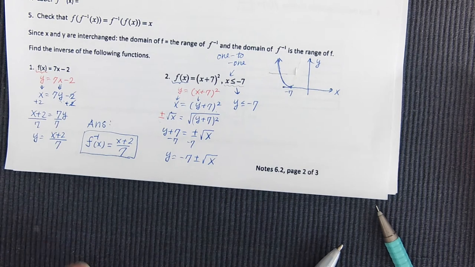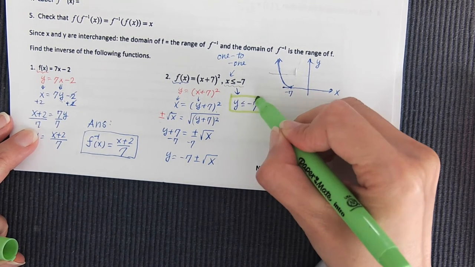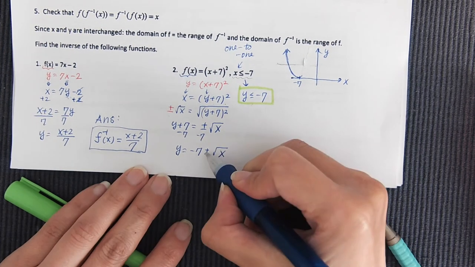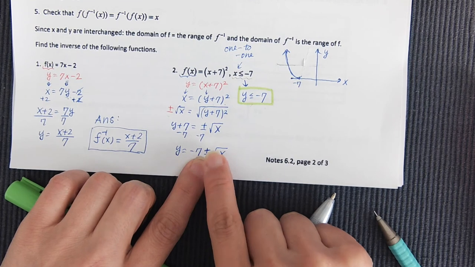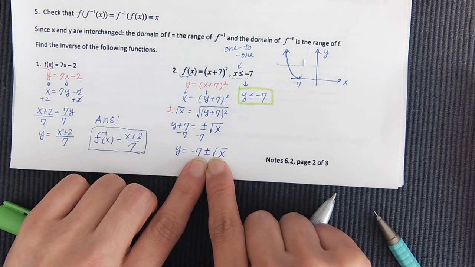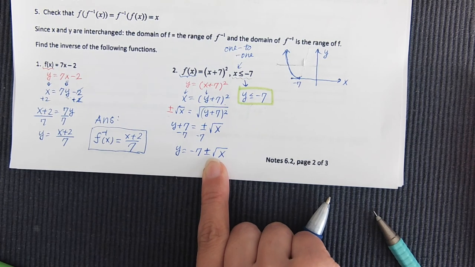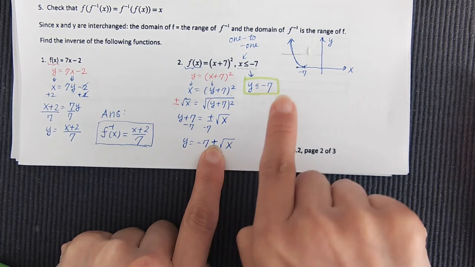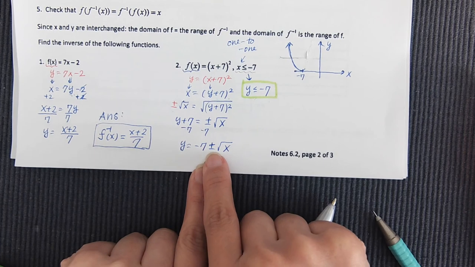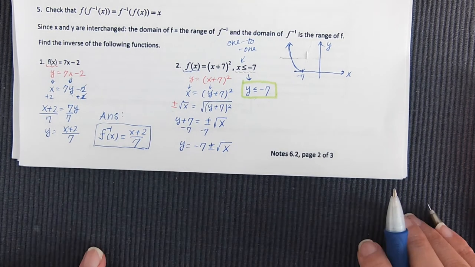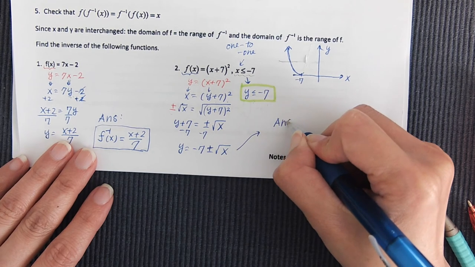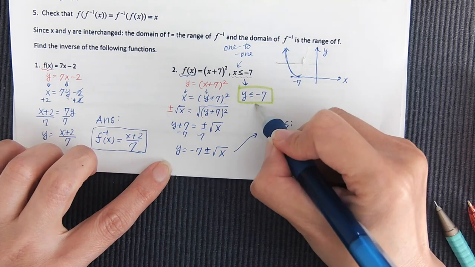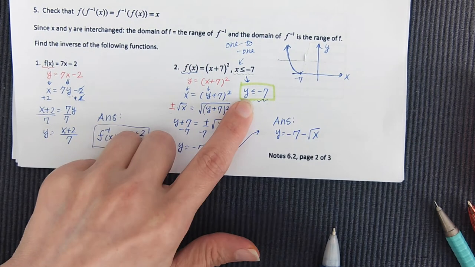But just let me think about it. Let you guys think about it. They are saying y is always less than negative 7. Then which one should I take? Should I take the plus or the negative? If you put the plus sign, it's more than negative 7. So I have to take the negative sign. Does that make sense? The answer is y has to be negative 7 minus square root of x, because y is always less than negative 7.